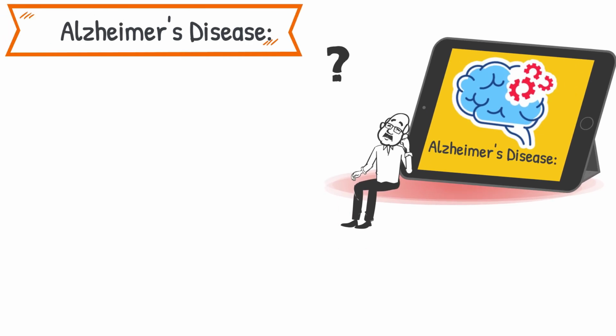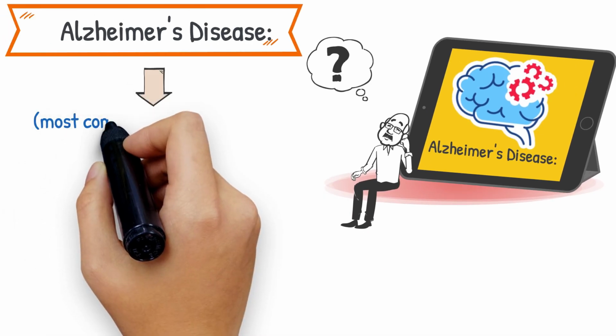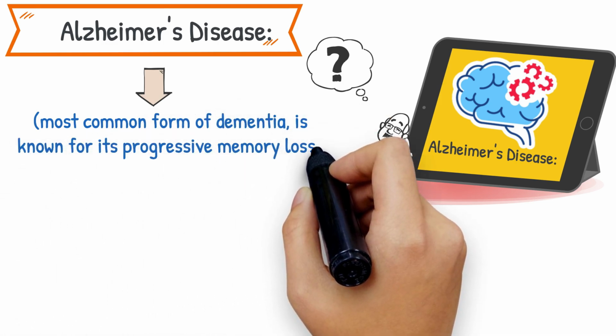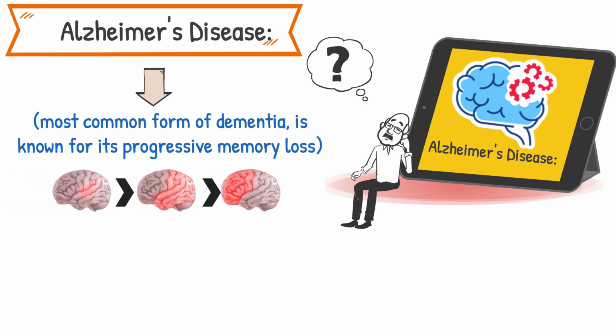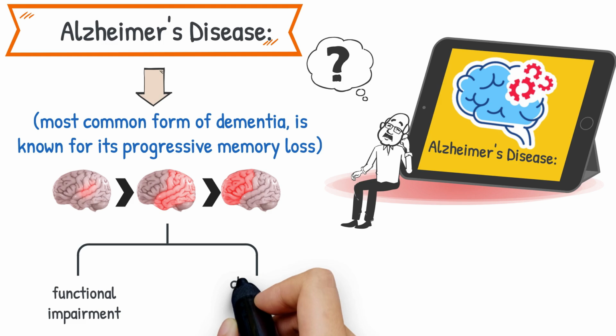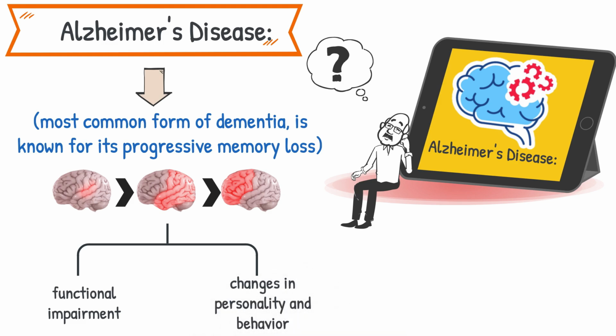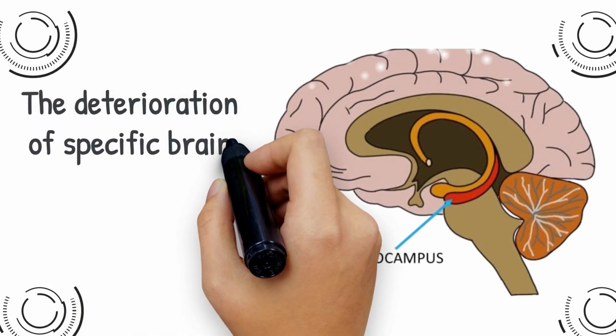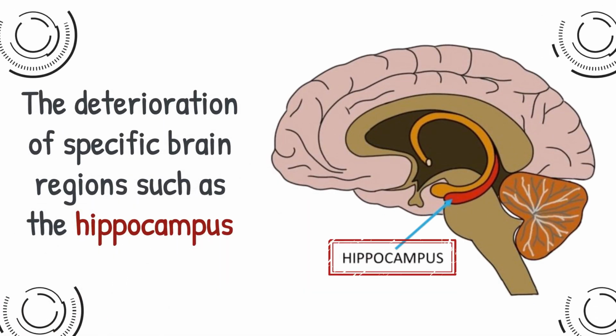Alzheimer's disease. Alzheimer's disease, the most common form of dementia, is known for its progressive memory loss. As Alzheimer's advances, it also leads to functional impairment and changes in personality and behavior, including sexual disinhibition. These changes are attributed to the deterioration of specific brain regions, such as the hippocampus.